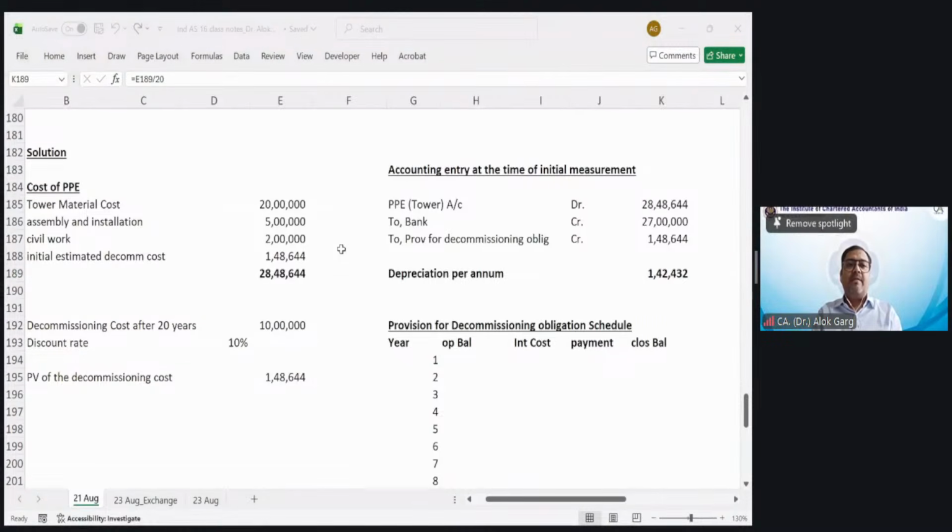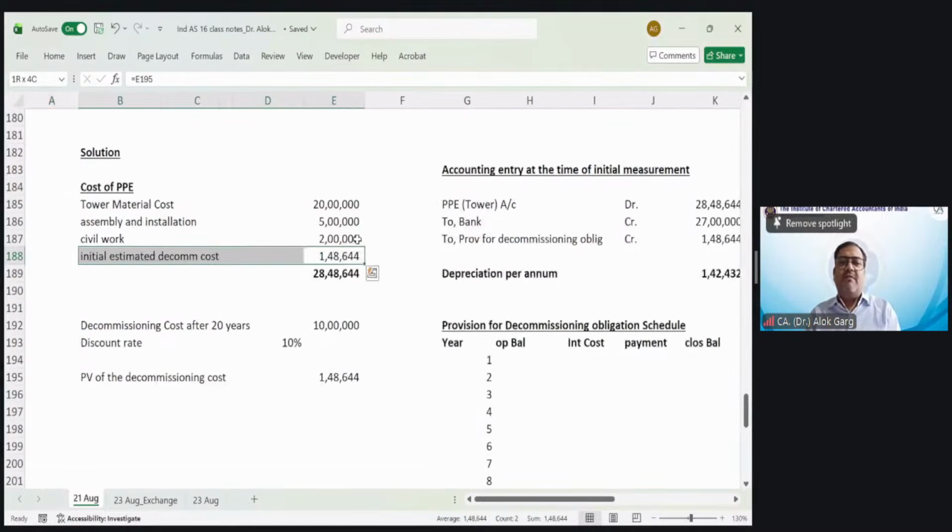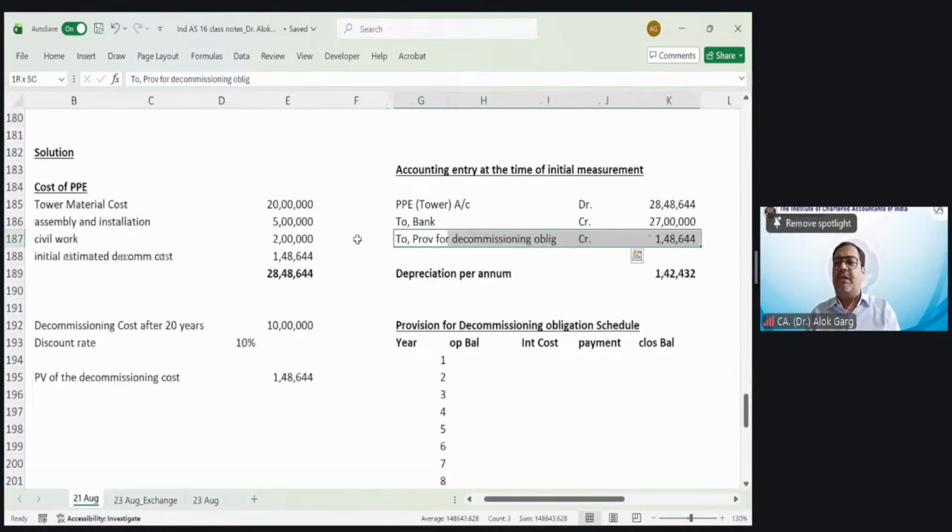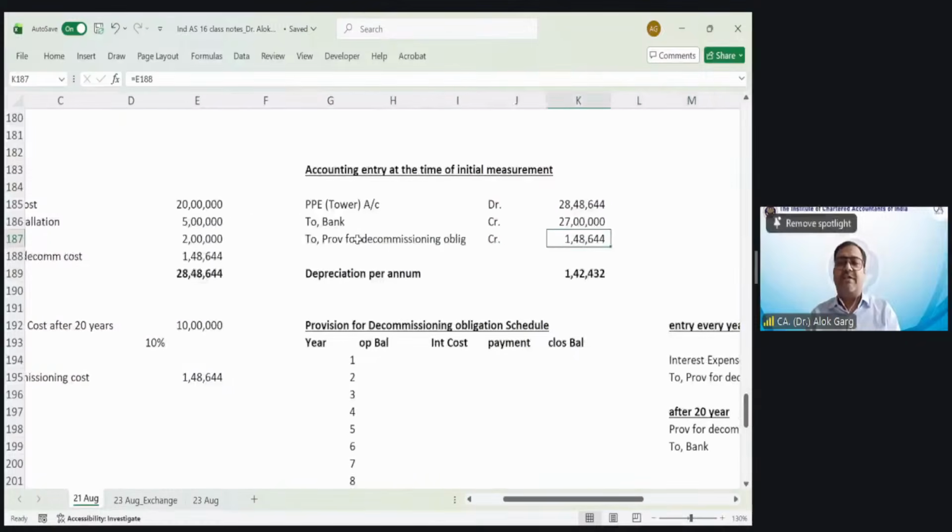Yeah, this is clear to everyone. Now, sir, this 148,644, what is this provision for decommissioning obligation which is recognized at 148,644? First of all, whether this provision is as per Ind AS 16 or as per Ind AS 37.